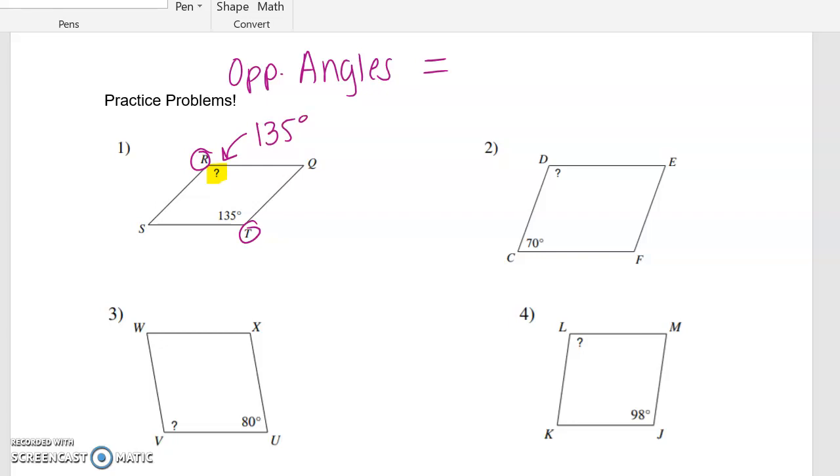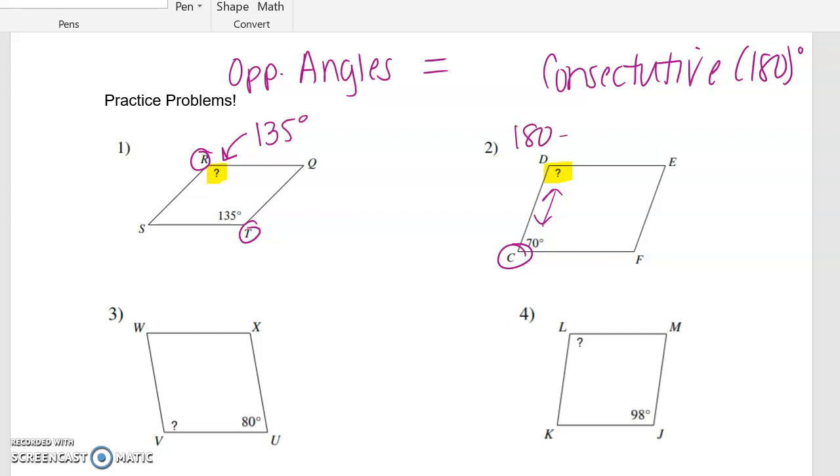Okay. And number 2, I'm looking for the top left angle again, but now I'm given C down here as 70 degrees. So now these two angles are no longer opposite each other, but they're called consecutive. Right? And we know that consecutive angles are supplementary. So they add up to 180 degrees. So in order to find angle D, I would have to do 180 minus 70, which gives me 110. All right? So D would be 110 degrees.